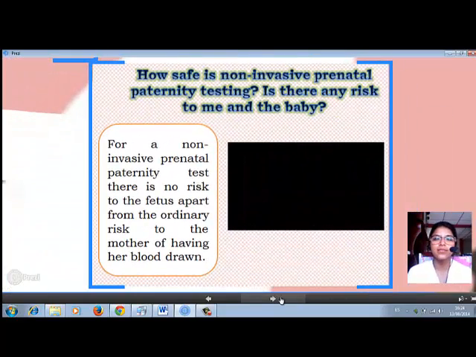How safe is non-invasive prenatal paternity testing? Is there any risk to me and the baby? For a non-invasive prenatal paternity test, there is no risk to the fetus apart from the ordinary risk to the mother of having her blood drawn.